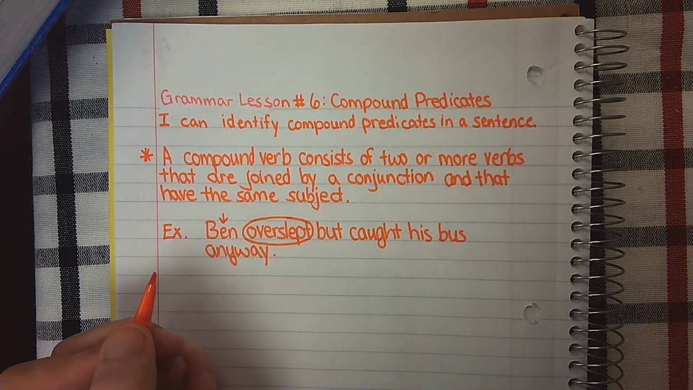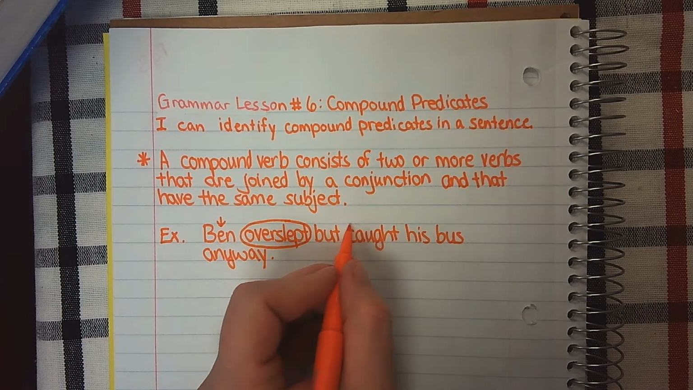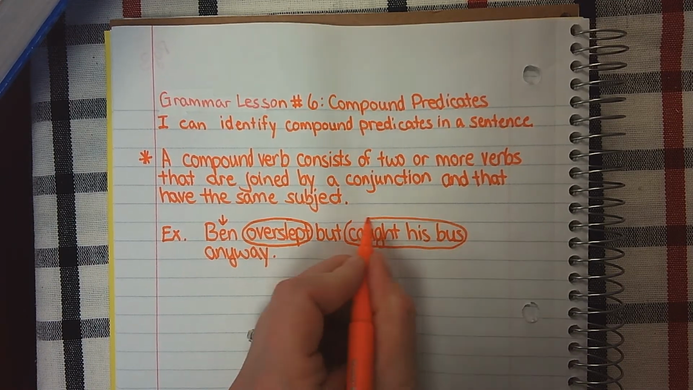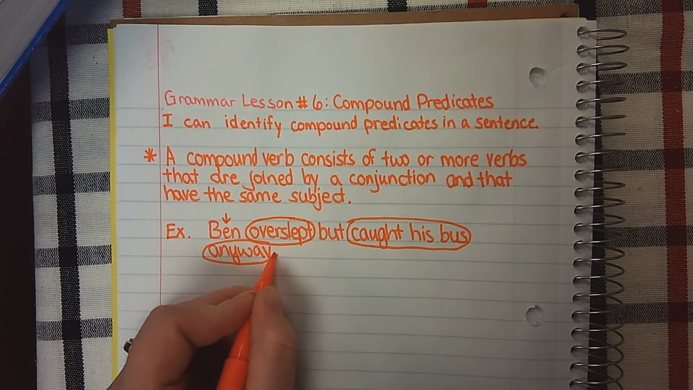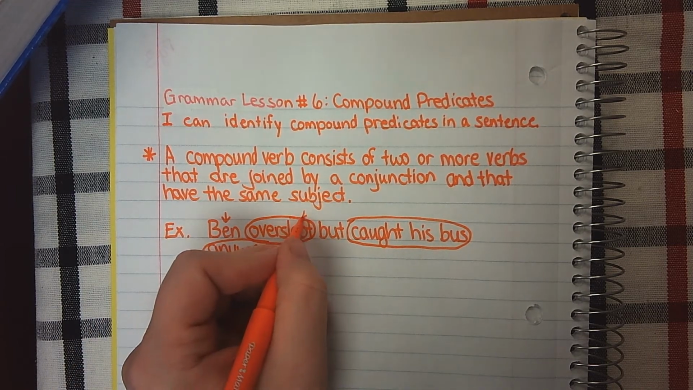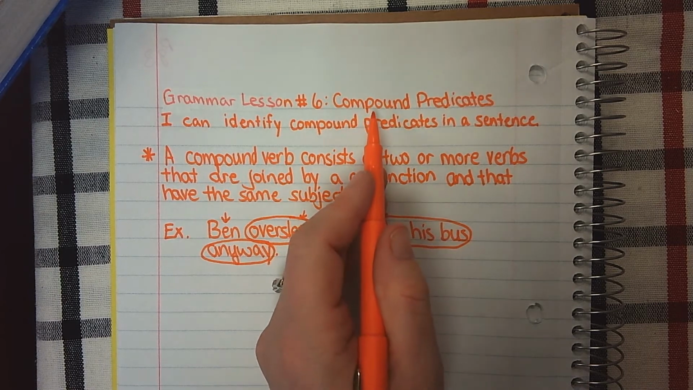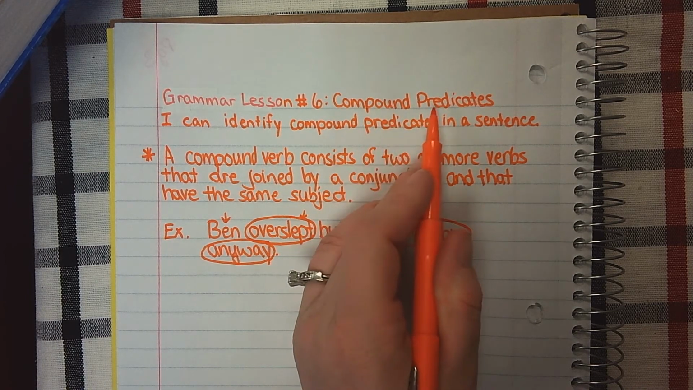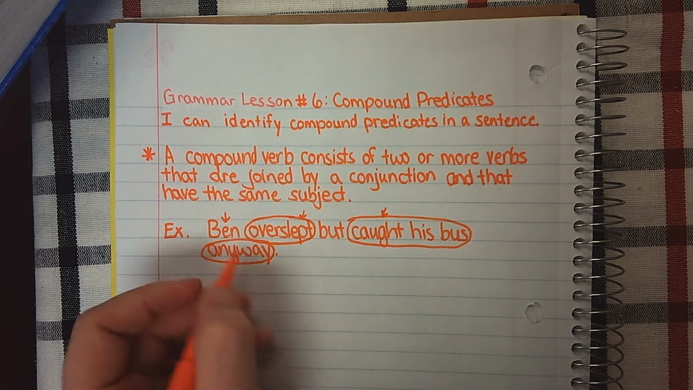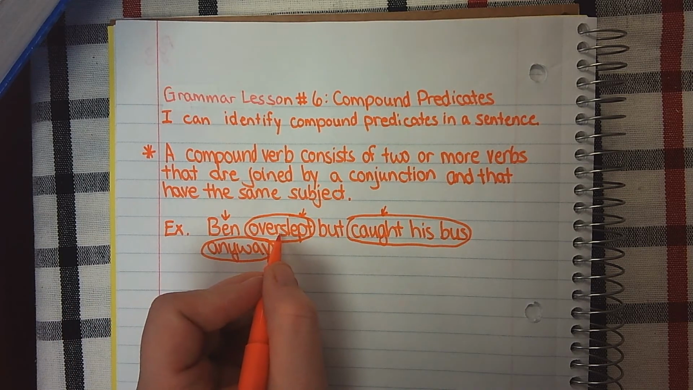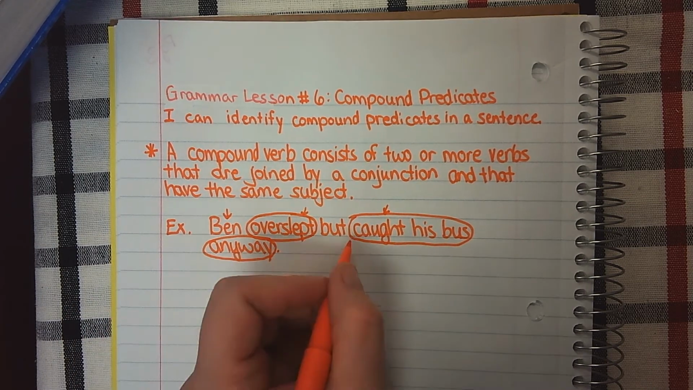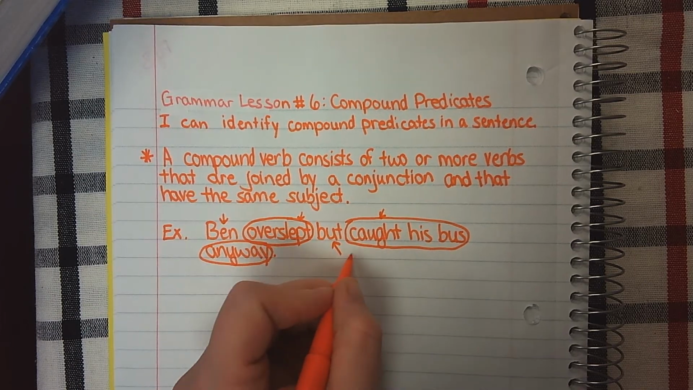This is our first predicate. But then he also caught his bus anyway. So our verbs are overslept and caught. So he did two things, making it a compound, more than one predicate, compound, more than one verb. So Ben overslept, number one, and he caught his bus anyway. We're using the conjunction here of but.